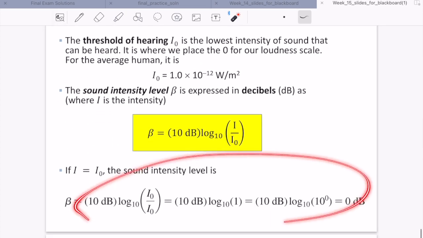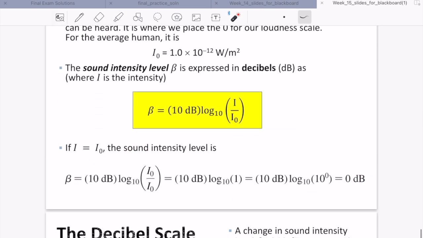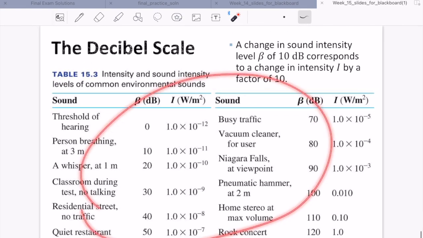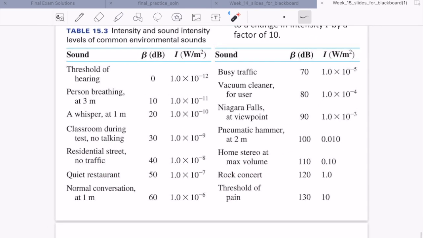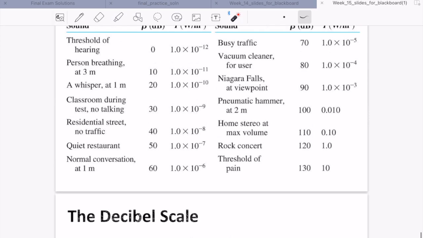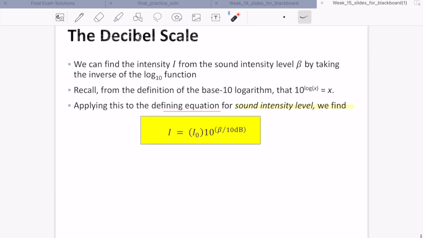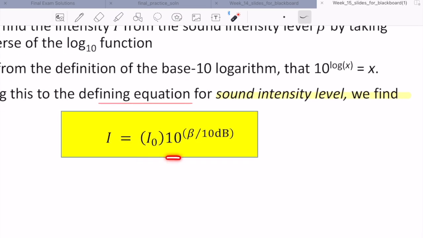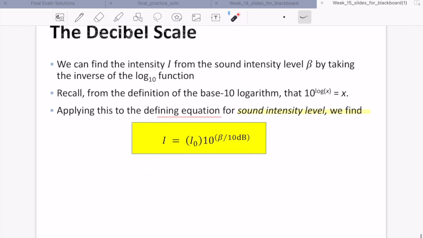What they do here is exactly what I did, which is plug it in and see 10 to the 0, all that. These are different intensities and sound intensity levels for different sounds. But then if we rearrange the equation, we can get our intensity as well. Our intensity would be the threshold of hearing times 10 to the power of your sound intensity level divided by 10 decibels. This is just a rearrangement of the original equation.